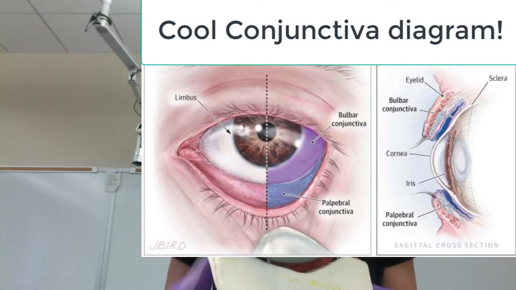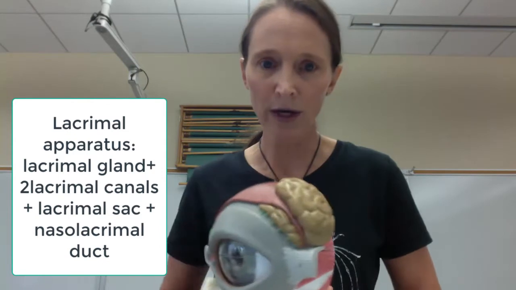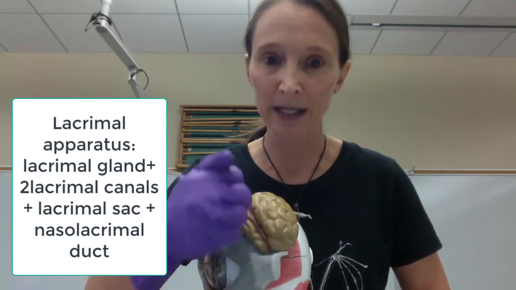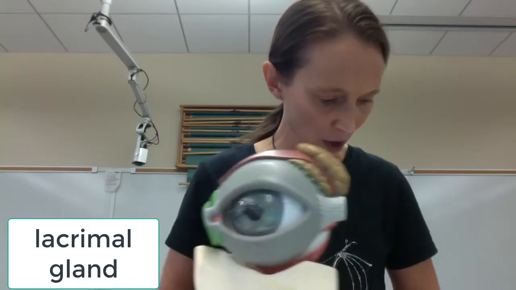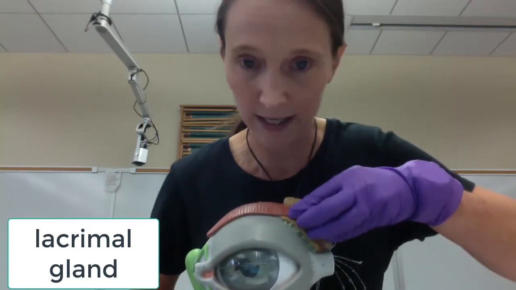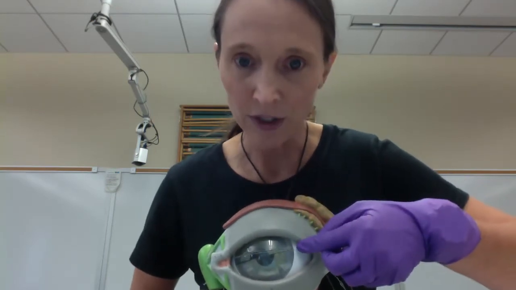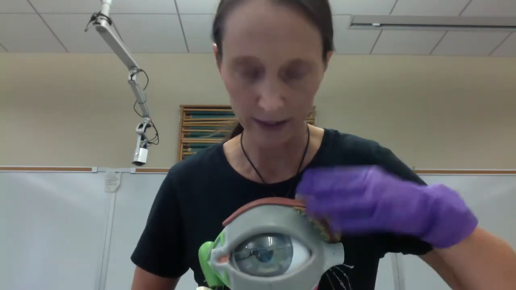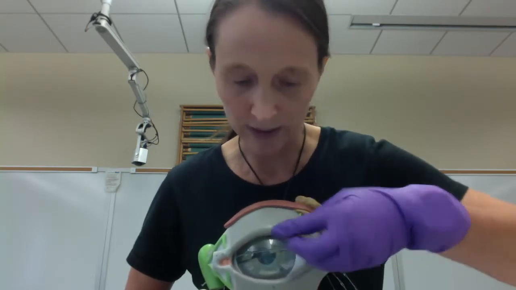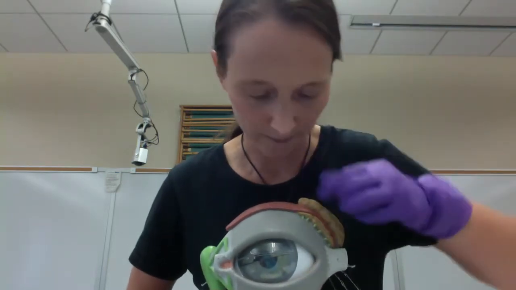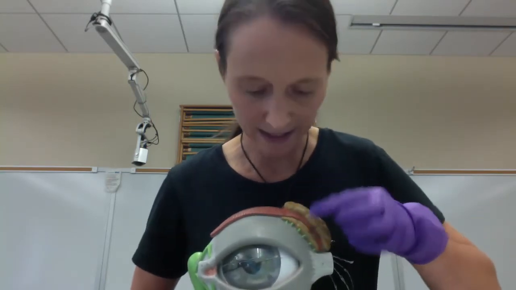So then we have the lacrimal apparatus, which is what makes your tears. So we're going to have the lacrimal gland up here. That's going to be making your tears. And I don't believe you need to know these, but you have these ducts that go from the lacrimal gland down to the surface of the cornea there. And so that's going to dump your tears out across the surface of the cornea.